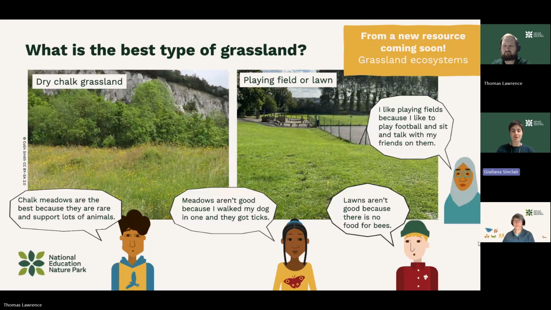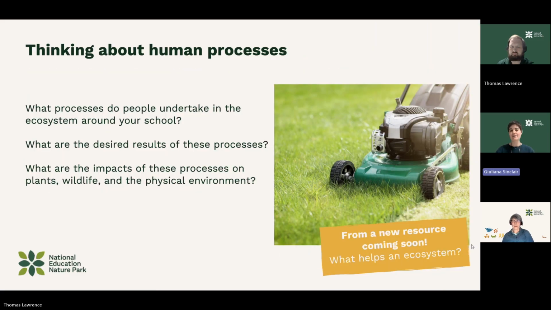A couple of resource spotlights coming very soon. Both are student-facing, and this one is about understanding what the grassland is best for, and for whom. Is it for walking dogs? Is it for playing sports? Is it for wildlife? And reflecting on all the different priorities that your class might have and how you make a decision about what kind of grassland to enhance and how. And next is about the processes that it takes to create a grassland ecosystem.